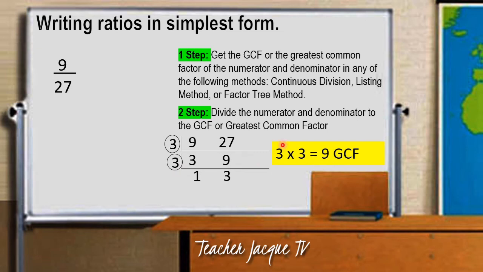Okay, so let's do the step 2. We will divide the numerator and the denominator sa ating GCF. So 9 divided by 9, 27 divided by 9. 9 divided by 9 is equals to 1. 27 divided by 9 is equals to 3. So the simplest form of 9 is to 27 is 1 is to 3.